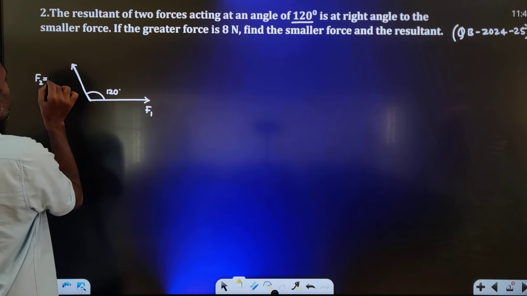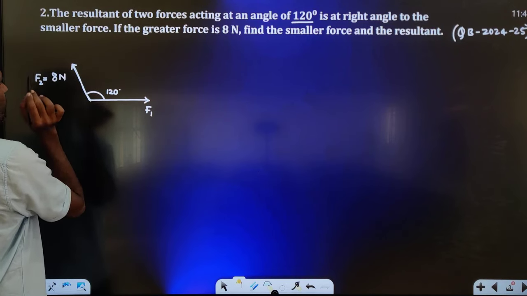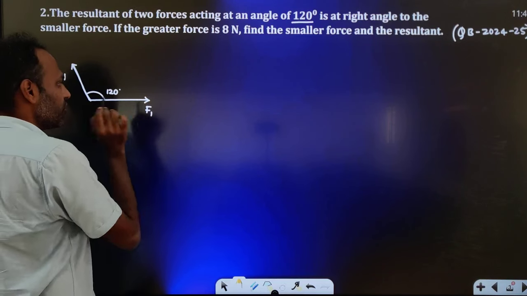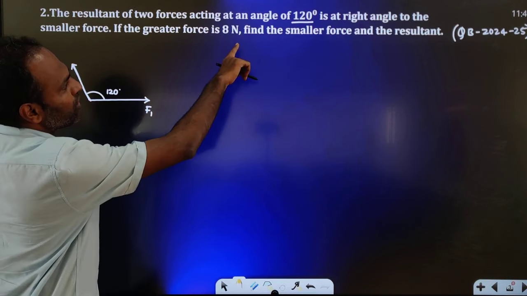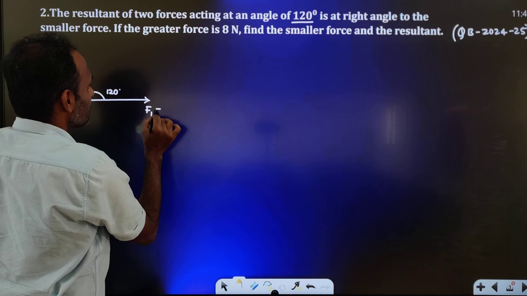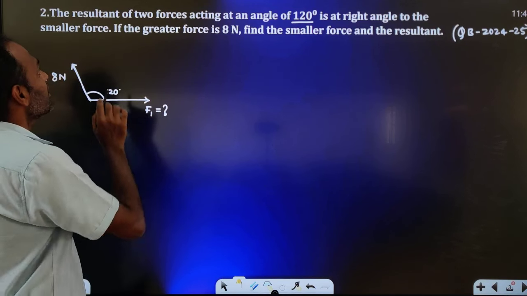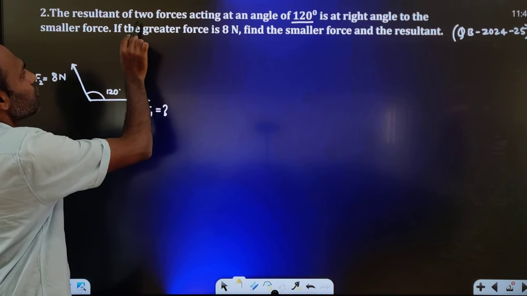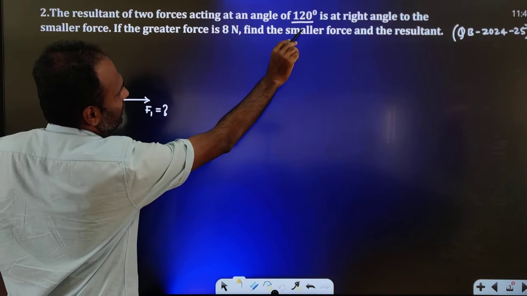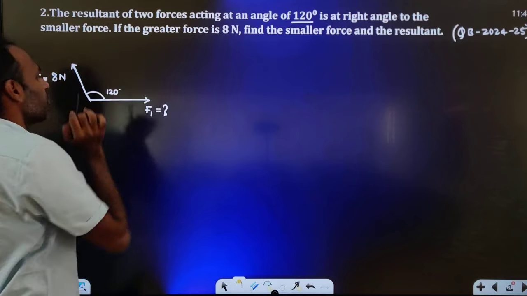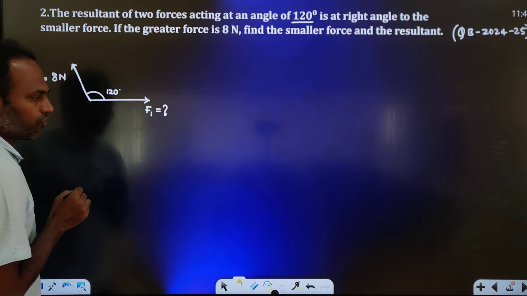The value of the greater force is given as 8 Newton. I am taking F2 as the greater force, F1 as the smaller force. We have to find the smaller force and the resultant. They say the resultant of two forces acting at an angle of 120 degrees is at right angle to the smaller force. F1 is the smaller force.